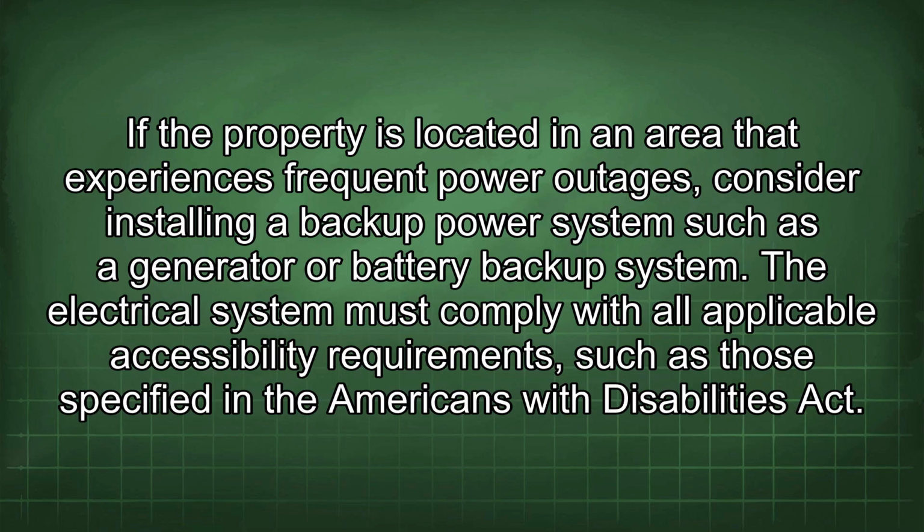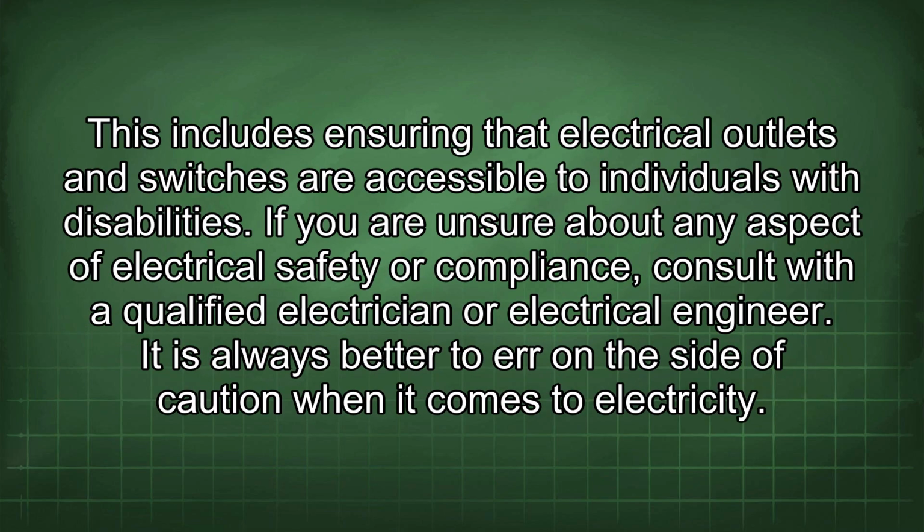If the property is located in an area that experiences frequent power outages, consider installing a backup power system such as a generator or battery backup system. The electrical system must comply with all applicable accessibility requirements, such as those specified in the Americans with Disabilities Act. This includes ensuring that electrical outlets and switches are accessible to individuals with disabilities.